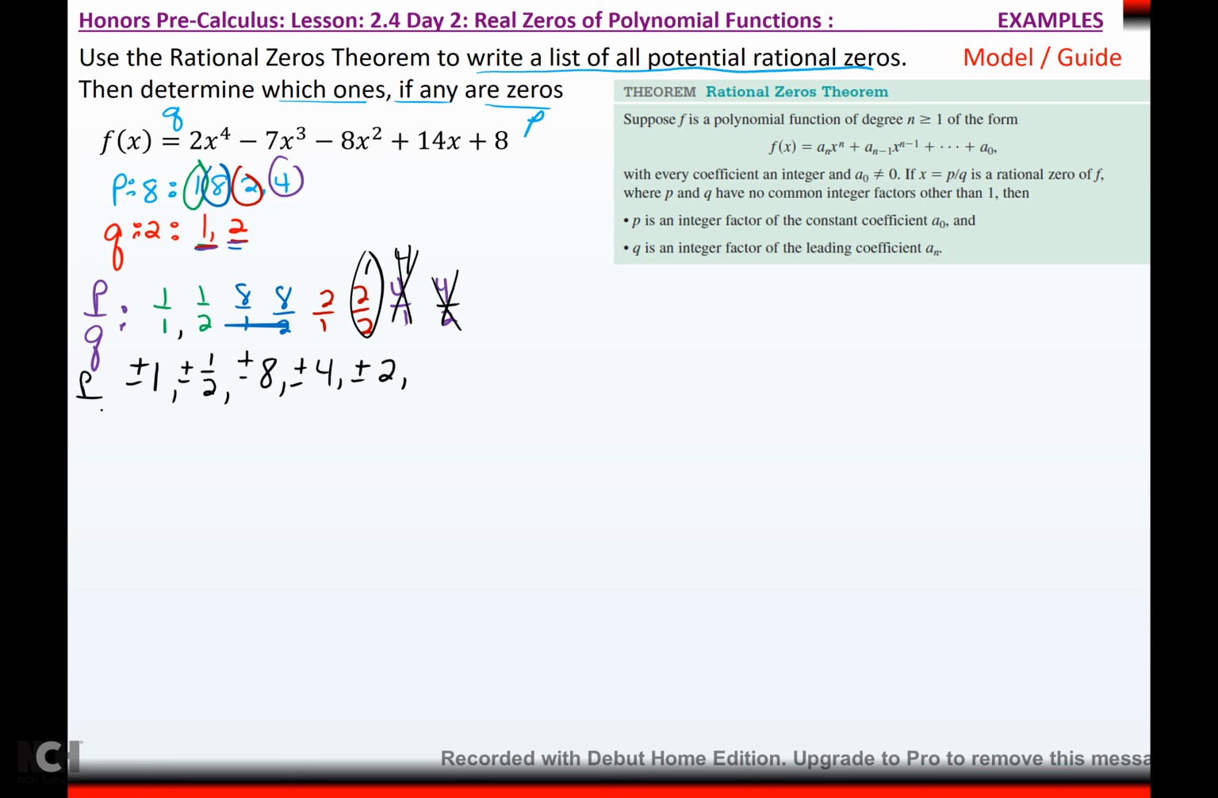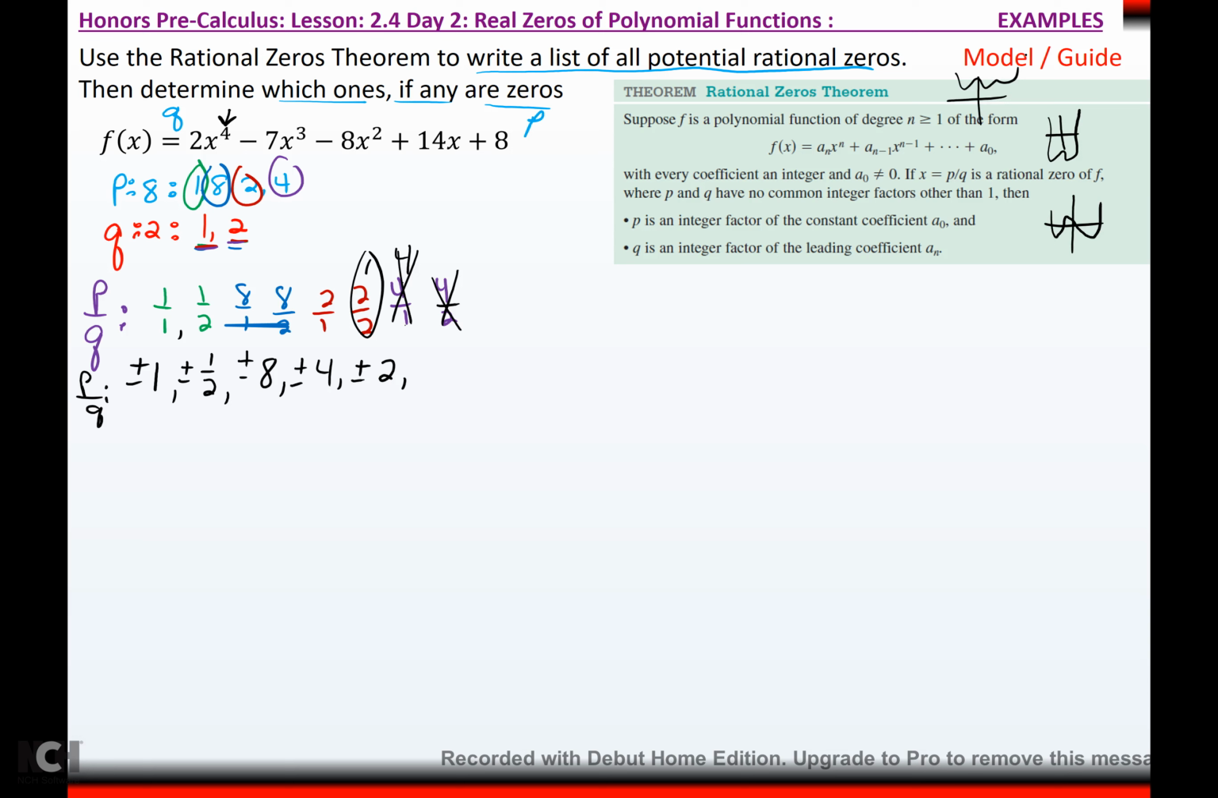This thing could cross 4 times or 2 times, or no times. Remember, your degree tells you how many times it could cross, or less than that by 2. So this thing could cross 4 times, 1, 2, 3, 4. It could just cross twice, or it couldn't cross at all. Okay? So I don't know if it's going to cross at any of these or not.